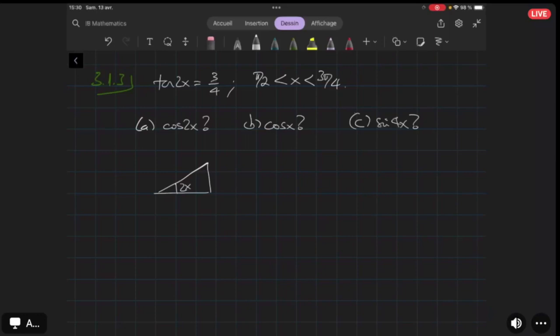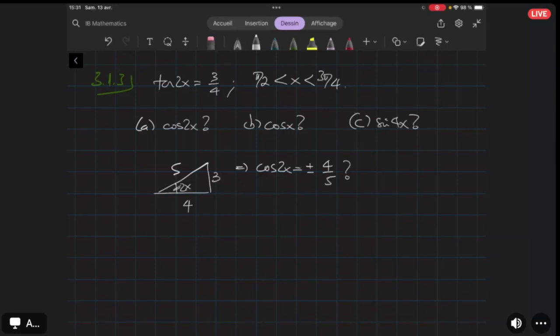Tan of 2x is 3 over 4. So if this angle is 2x, the opposite is going to be 3, adjacent is going to be 4, hypotenuse is going to be 5. So we know the cos of 2x is going to be 4 over 5. But we don't know if it's positive or negative 4 over 5.